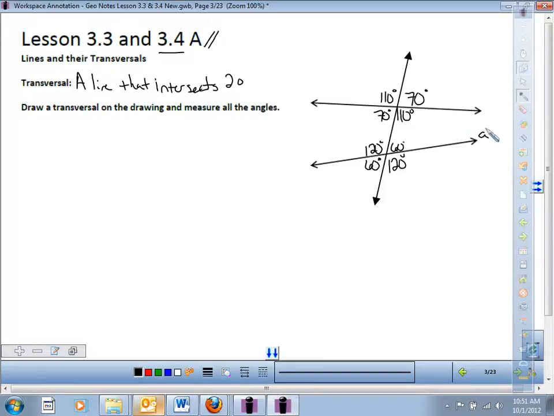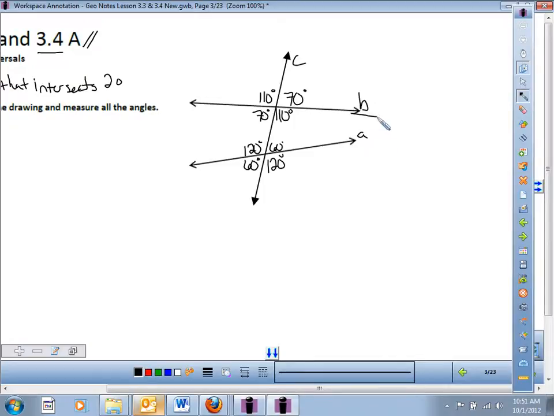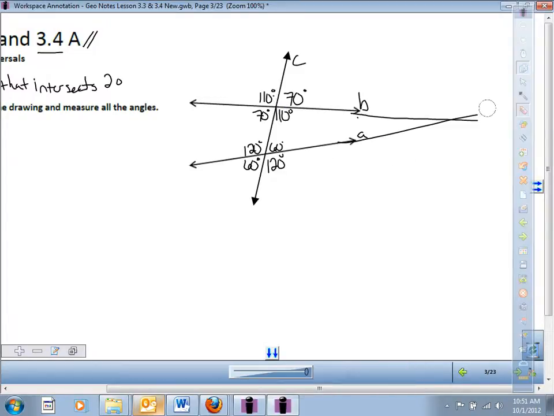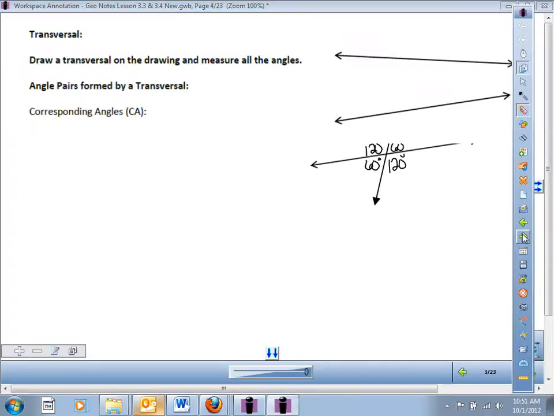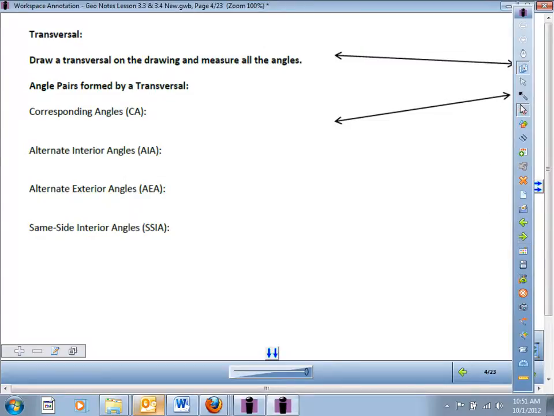Now if we label these A, B, and C, C would be the transversal that we were looking at. Now if I ask you this question, would B be a transversal? Well, if we go way out here, is B sooner or later going to intersect A? Yes. So B would be a line that would intersect two other lines as well. So B and A would also both be transversals, but we're not too worried about that right now. All right. So let's go to the next drawing here. We have our definition of transversal.